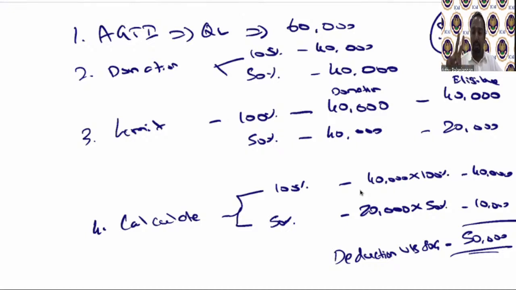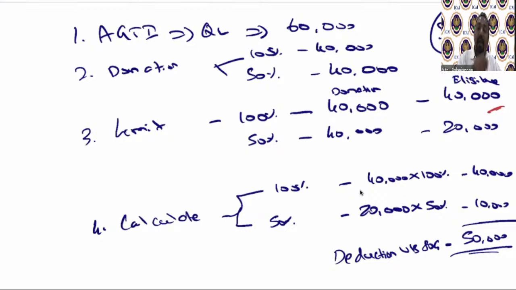Now I've given donation to 2 parties. So I'm categorizing what is 100%, what is 50%. So 100% is 40,000. 50% is also 40,000. Now I'm going to limit these donations. So first I'm limiting 100%. I am eligible for 60,000. So I'm considering the entire 40,000 here.